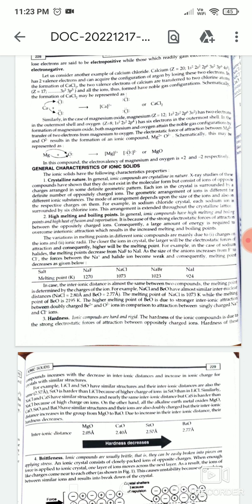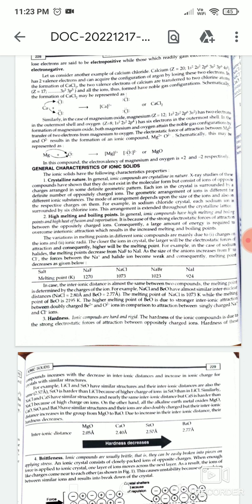Each ion in the crystal is surrounded by a definite number of oppositely charged ions. The geometric arrangement of ions is different for different ionic substances. The mode of arrangement depends upon the size of ions and also on the respective charge on them. For example, in sodium chloride crystals, each sodium ion is surrounded by 6 chloride ions.